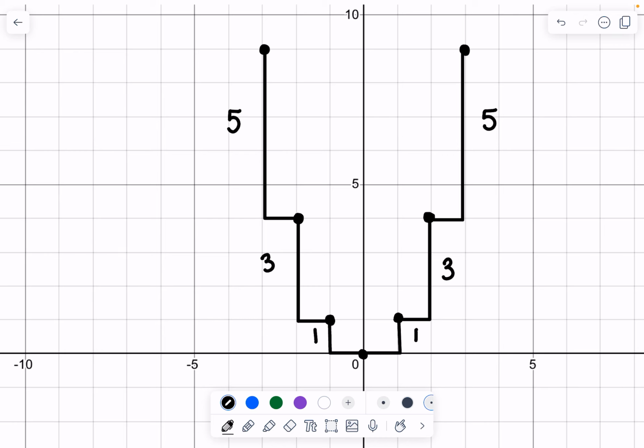We actually just graphed 7. But you can probably see 1, 3, 5. What comes after that? 7, 9, 11, 13. This is because your second differences are the same.